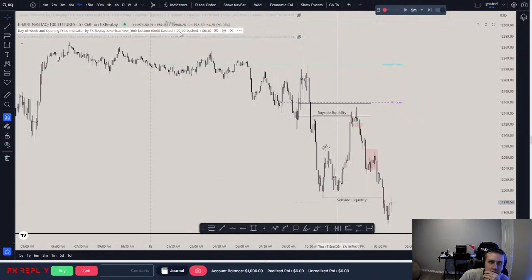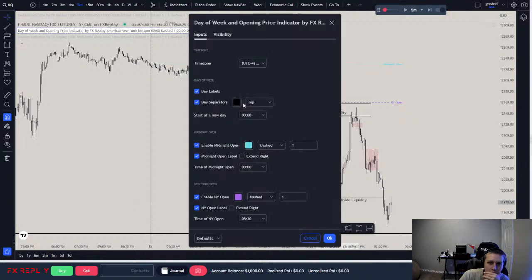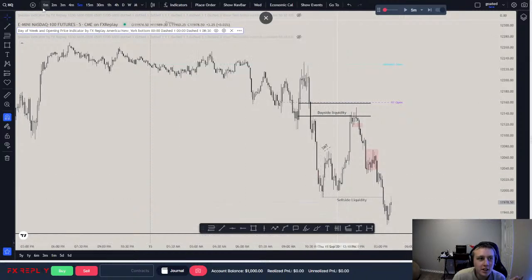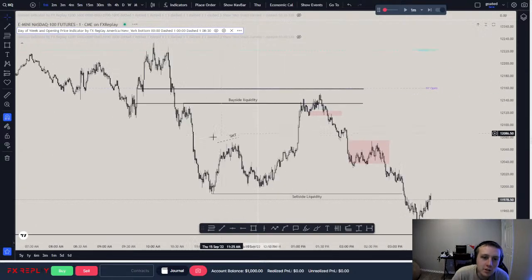I need to change this indicator. Top. Oh, I can't change how thick it is. Oh, I was gonna do some backtesting on digital time theory.